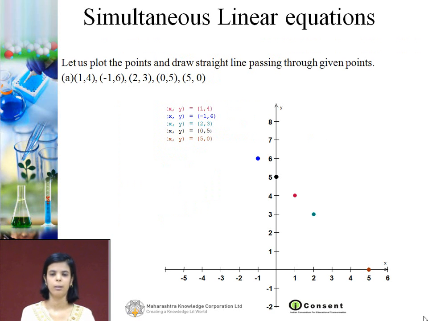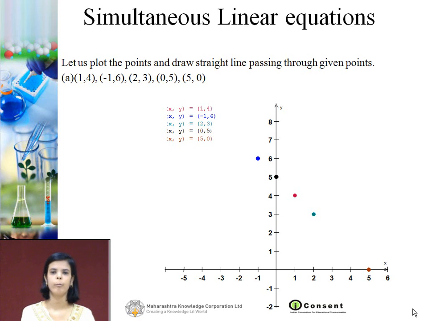तिथूनच आज आपण सुरुवात करूया। Let us plot the points and draw a straight line passing through given points. The points are (1, 4), (-1, 6), (2, 3), (0, 5) and (5, 0).